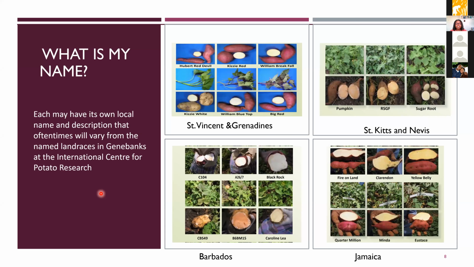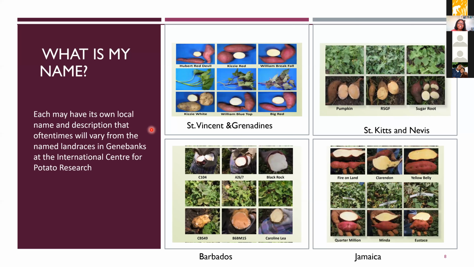Interestingly, as Dr. Robin said earlier, traditionally we've had these varieties and named them based on what they've looked like. And so you have some interesting names within the region. So for example, one that comes out at me is something called Fire on Land from Jamaica. I'm not sure what they were thinking about, but that's what they described it as. We have varieties like Yellow Belly from Jamaica. We have varieties from St. Vincent called William Blue Top. So there is a lot of varieties and a lot of local names given to these varieties.